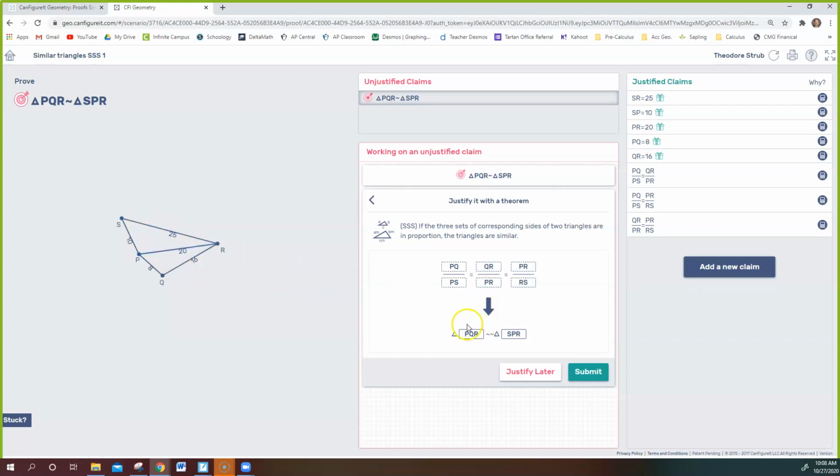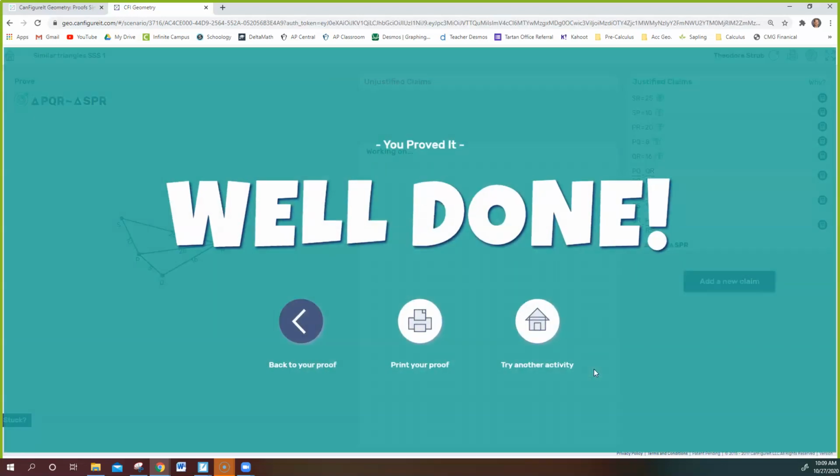And the important thing is, see how they put PQR here? That was the first part. You want to make sure you're grabbing from the correct triangle based off of the similarity statement that was written. And then we're done.